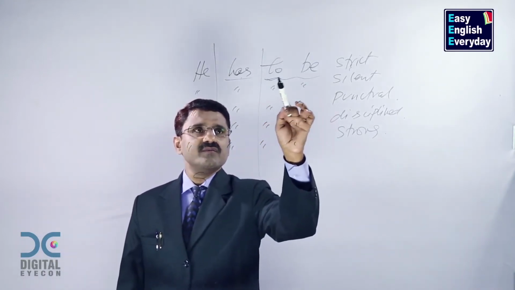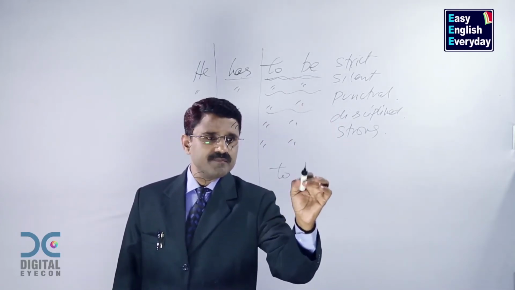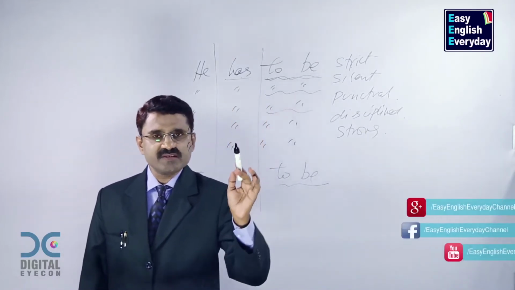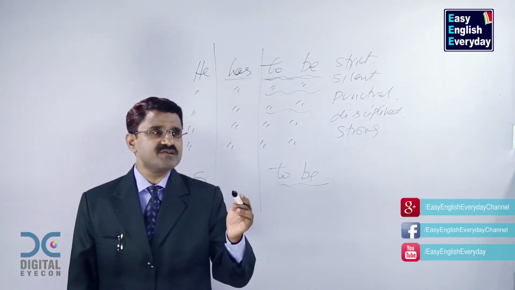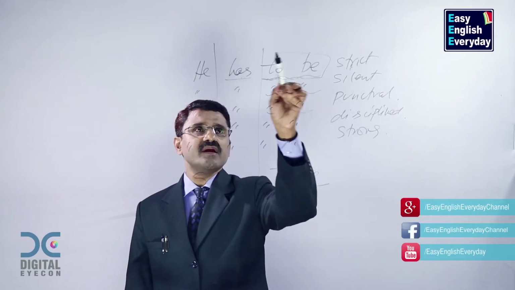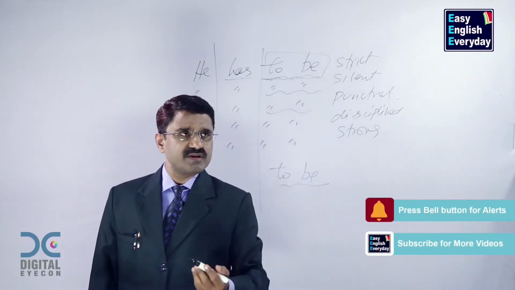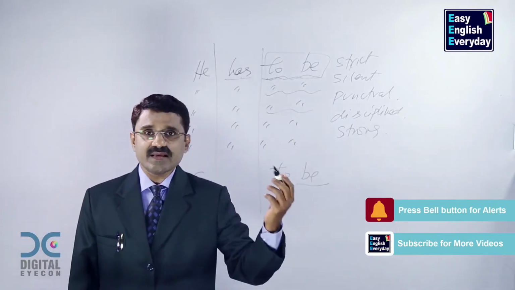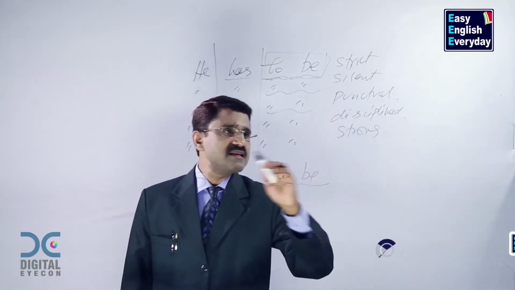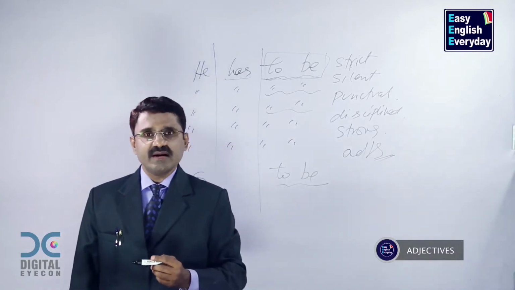Now earlier we used to base. Now we are using to be. This is to infinitive. So you can use to base if you are going to talk about the actions. If it is not an action, if it is something else, then you should take the help of to be and make sentences like this. He has to be strict. He has to be silent. He has to be punctual. He has to be disciplined. He has to be strong. These are called adjectives.